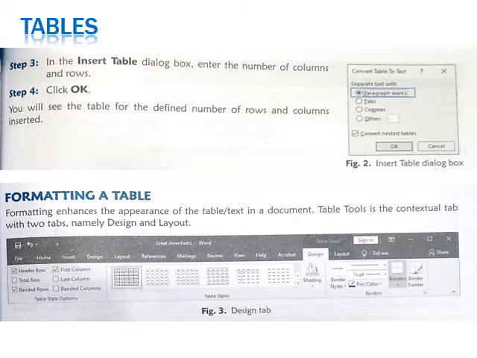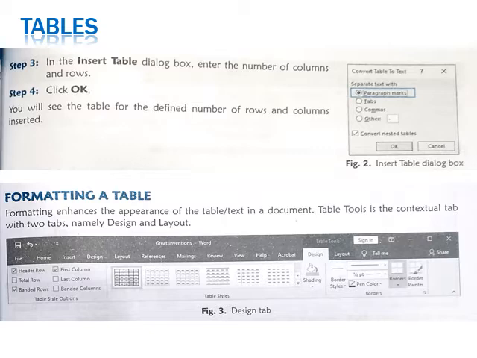Table tool is a contextual tab with 2 tabs, namely design and layout. Now this is very important, children. Suppose you have already designed a table and you want to make it more attractive or more showy or more fancy. In that case you can simply apply any style of your choice from the available choice and you can see the effect on the table that you have chosen.